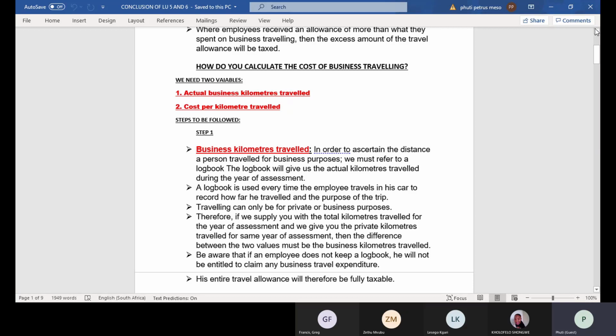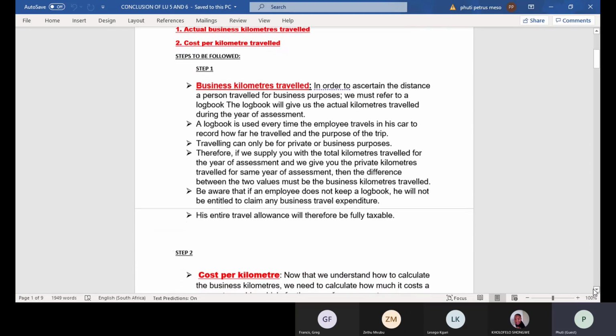But let's all be aware that if an employee does not keep a logbook, he will not be entitled to claim any business travel expenditure. It is the responsibility of an employee to keep the logbook, so that the employee can claim for the business travel expenditure.